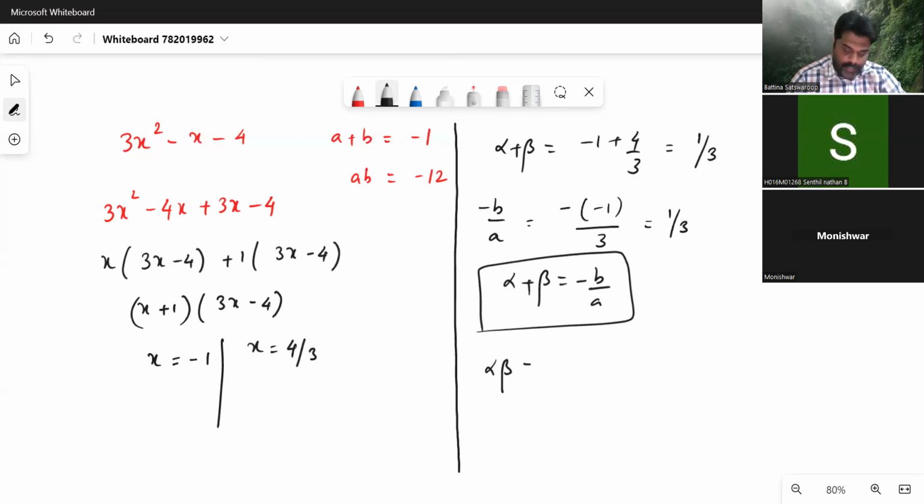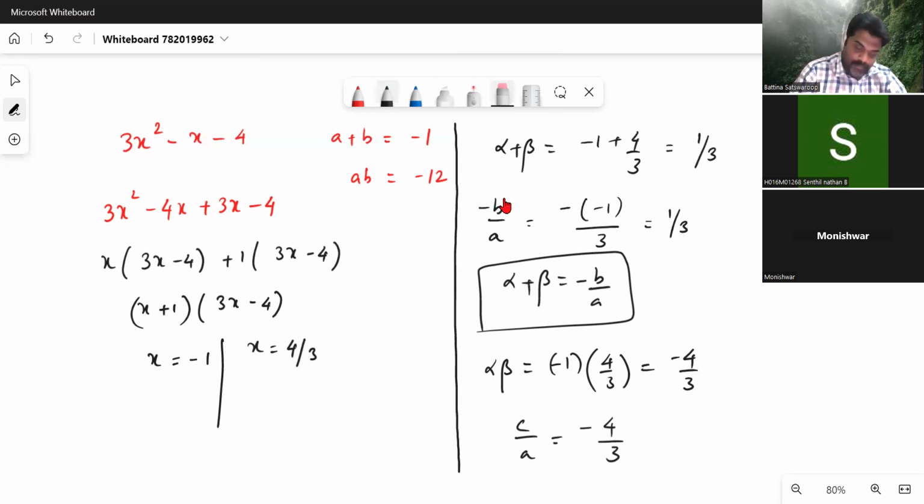What about alpha into beta? Minus 1 into 4 by 3, minus 4 by 3. Correct? What about c by a? C is minus 4, a is 3. Right? So finally, what did I get? Alpha into beta is equal to c by a. Clear? Any doubts? No doubts, sir. Right. Next question then.